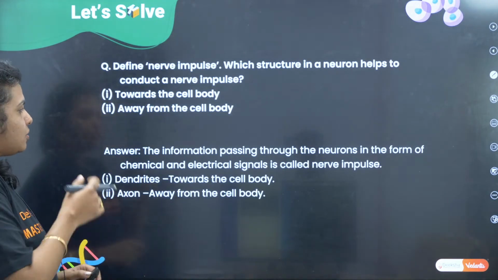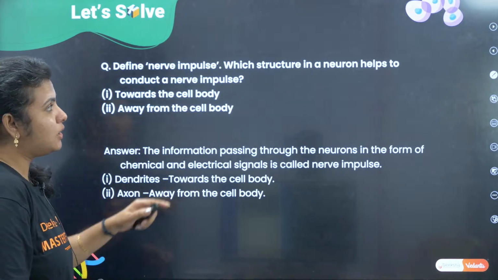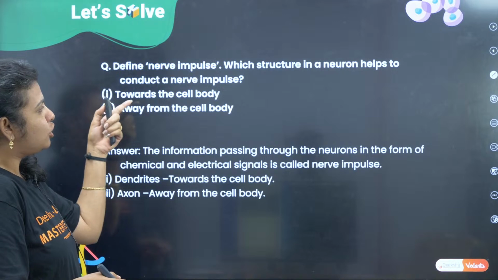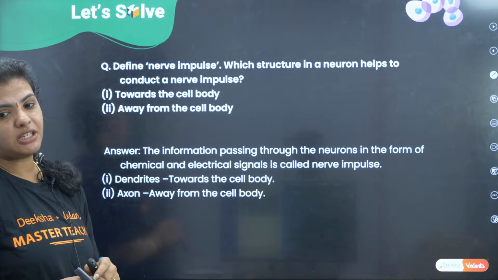Alright. So, next question, define nerve impulse. Which structure in a neuron helps to conduct a nerve impulse towards the cell body, away from the cell body?